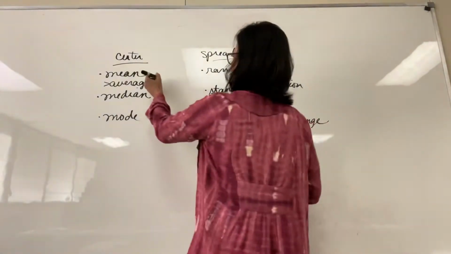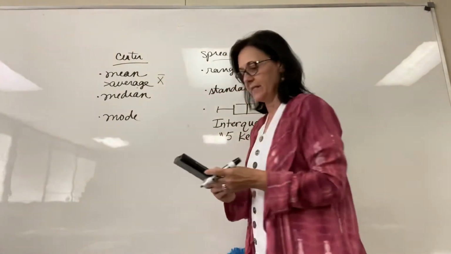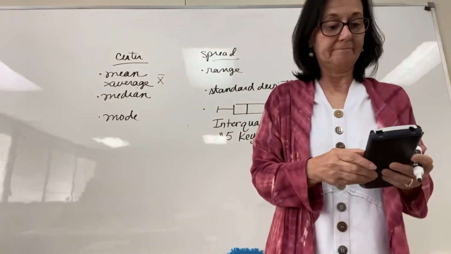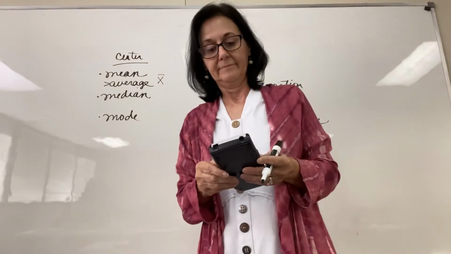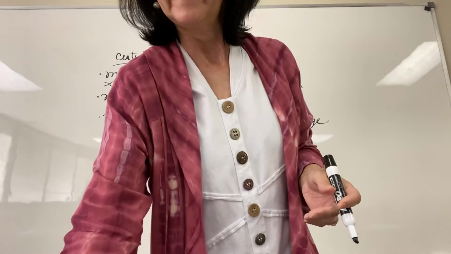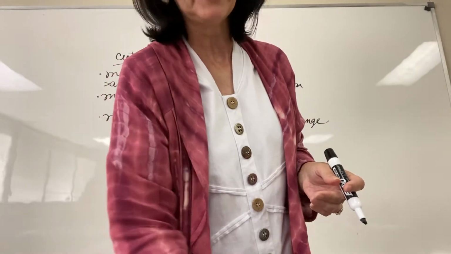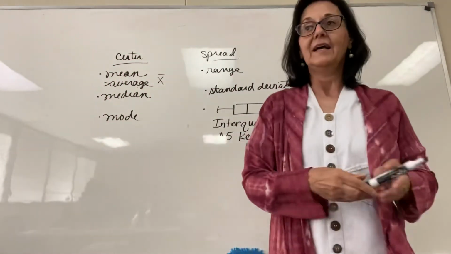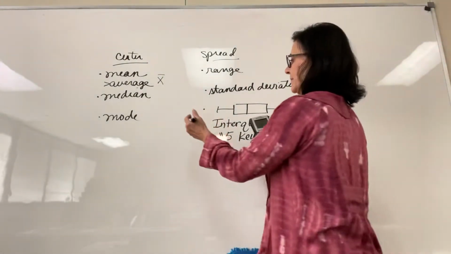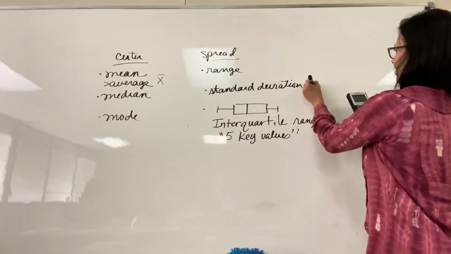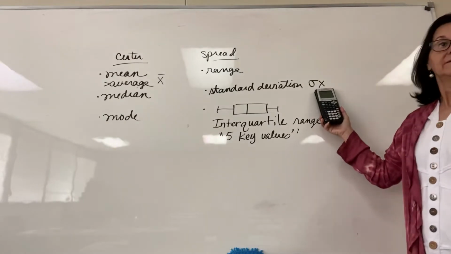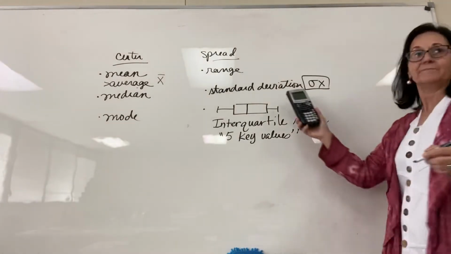X with the line over it is the mean. So what is the mean? 6.33. You can just do it normally. However, this also gives us the standard deviation. That's why I put in our calculators, because of this. All right, so actually, let's go down. Do you see this on your calculator? That's the standard deviation.